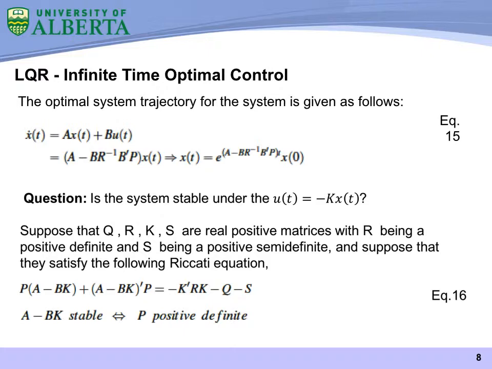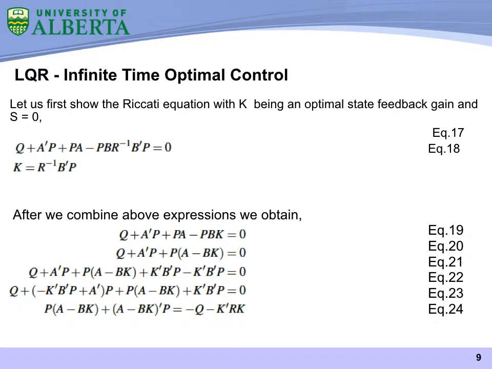And here we claim that P A minus B K, because we know A minus B K is a stabilizing control law. If K is stabilizing, then this is like some other A tilde, P A tilde plus A tilde transpose P is equal to some negative definite. If A minus B K is stable, then P has to be positive definite. That's from the well-known Lyapunov equation. Therefore, we start from the Riccati equation.